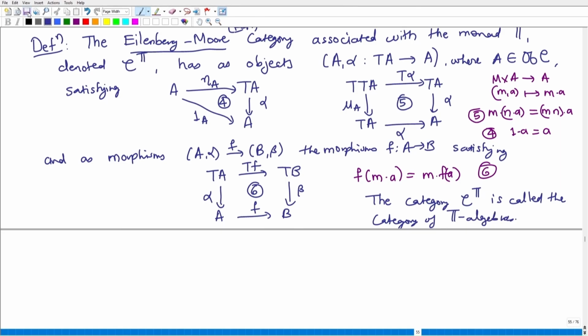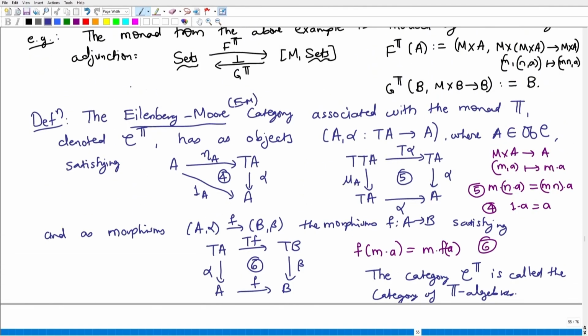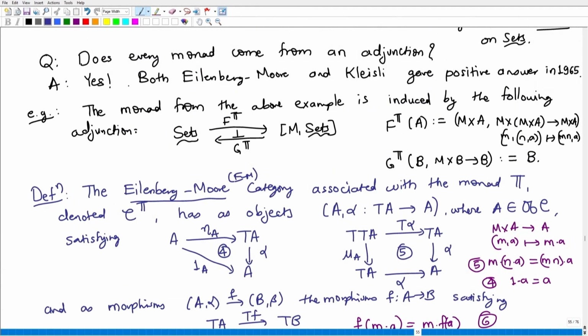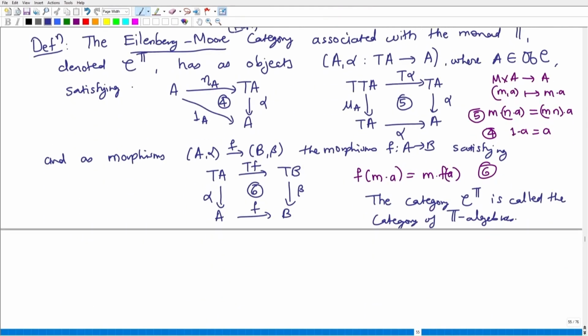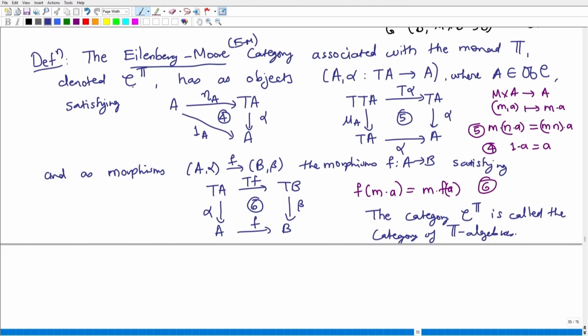Okay, now our answer is not yet done. This is just Eilenberg and Moore's construction. But what was the question? Does every monad come from an adjunction? Now we still have to describe some adjunction, and put on your thinking caps and tell me how we can define some kind of adjunction.